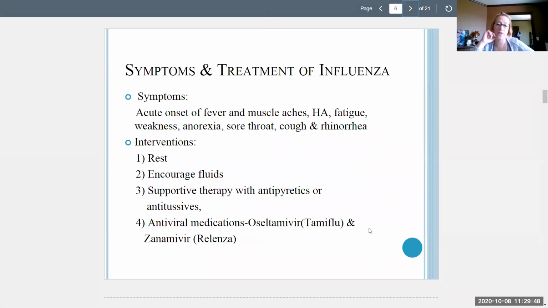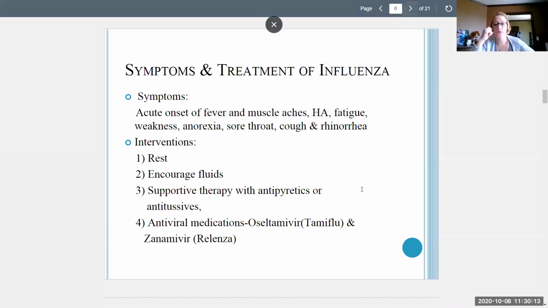So, symptoms and treatment of influenza. The acute onset of fever, muscle aches, you know, we know many of these symptoms: headache, fatigue, weakness, anorexia, sore throat, cough, rhinorrhea. And interventions: rest, fluids, and supportive therapy with antipyretics or antitussives, and antiviral medications. So that's oseltamivir, which is our Tamiflu, and zanamivir, which is Relenza.